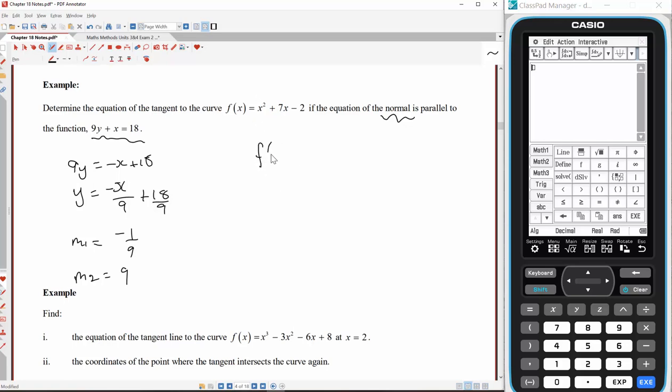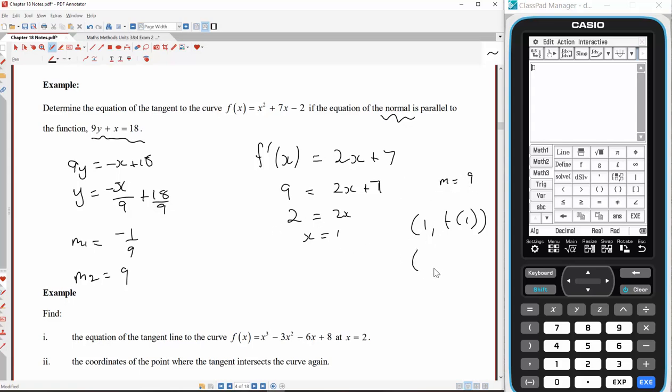So then what I'll do is take f dash x, the function, which is 2x plus 7, and ask it when it will have a gradient of 9. For what value of x will the gradient be 9? And that occurs when x is equal to 1. All right, so when x is equal to 1, the equation of the normal will be parallel to this. So we want to determine the equation of the tangent to the curve here. So it's going to occur at x equals 1 and y equals f of 1. We know what the gradient will be, which is m equals 9.